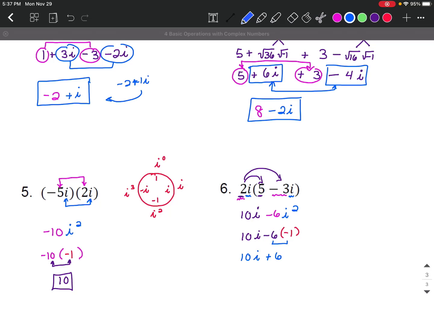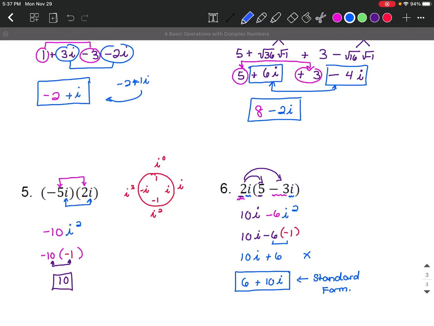And some of you want to stop here, but that is not correct. That is not standard form. It must be 6 plus 10i. This is the way you have to write it so that it is in standard form and you receive full credit.